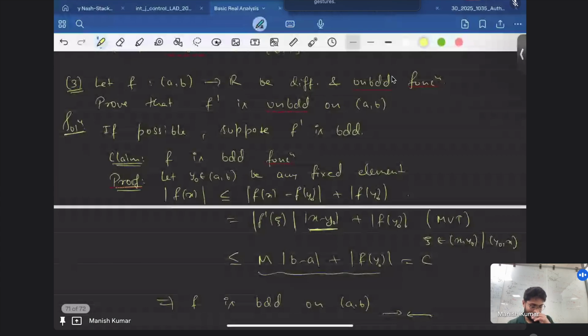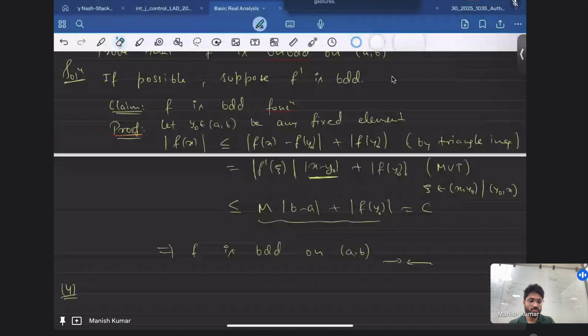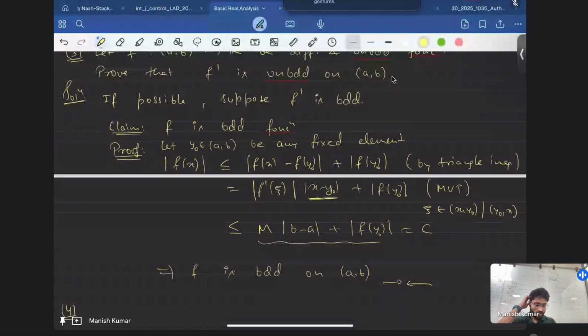Since I want to estimate this, and I want to use the differentiability also, as I said, when differentiability is given, it's better to just use the mean value theorem, because I'm assuming the derivative to be bounded. So that's why I tried to do it in this way. Yes, sir.